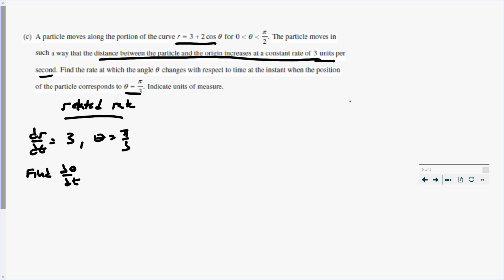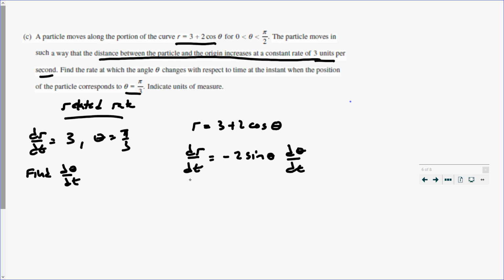So let's see here. This is just our derivative. All right, so r, which is 3 plus 2 cosine of theta, dr dt is just going to become negative 2 sine theta d theta dt. We love related rates, don't we? Oh my gosh, there's another one. And then we just plug in everything. What is dr dt going to equal? So we're looking for d theta dt.